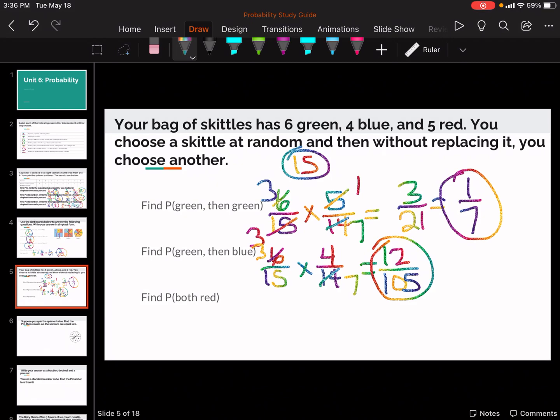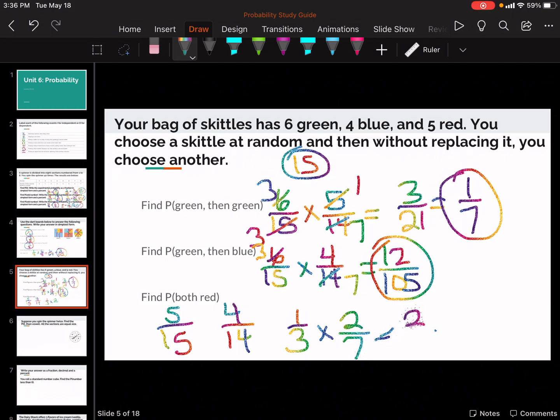Okay. The next one is both red. So to get red the first time is 5 out of 15. To get red the second time is going to be 4 out of 14, and we can simplify those two fractions. So 1/3 times 2/7 is going to be 2 over 21. Okay. So back on this one, we can simplify this a little bit down to be 4 over 35. So that should be your final answer.